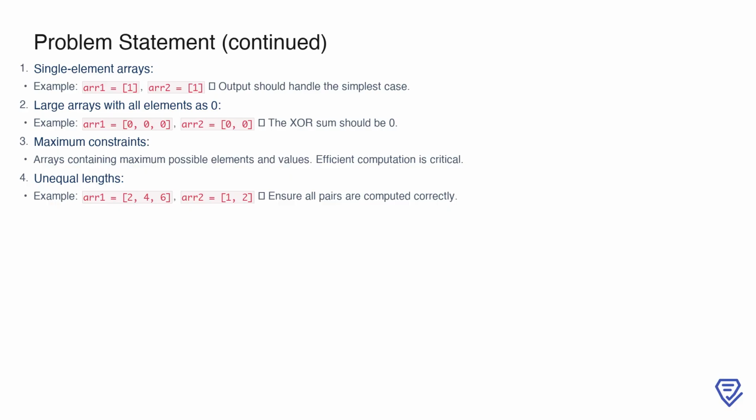For larger inputs, where arrays have the maximum number of elements and values, efficient computation is critical to ensure the solution runs within the time limits. Additionally, if the arrays have unequal lengths, such as arr1 equals 2, 4, 6, and arr2 equals 1, 2, it's important to ensure that all pairs are correctly accounted for in the computation. By considering these edge cases, we can ensure that our solution is robust and handles all scenarios effectively.